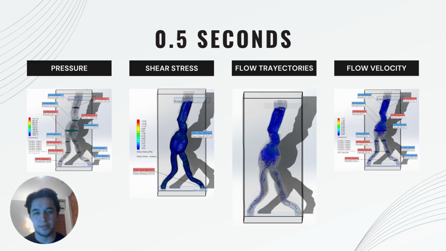At 0.5 seconds, the simulation reaches a point where pressure and flow are starting to present a negative tendency, leading to drastic changes on results, as shown on the images.